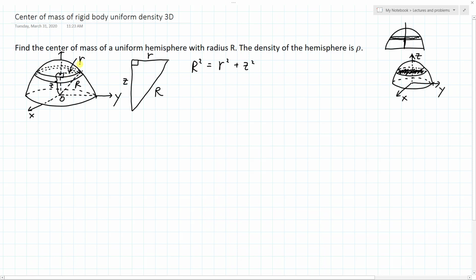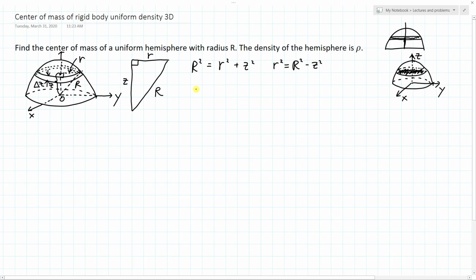So we need this lowercase r, right? Actually, we'd rather just need this lowercase r squared, right? Lowercase r squared, according to the Pythagorean theorem, is uppercase R squared minus z squared. All right, we're going to need that. Let me mark on the diagram the thickness of the disk, called delta z. Delta z will approach 0 in our integral.